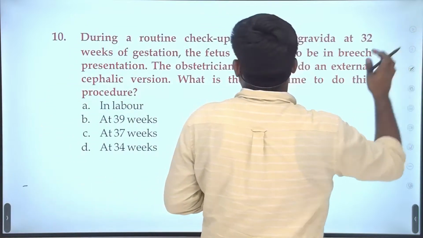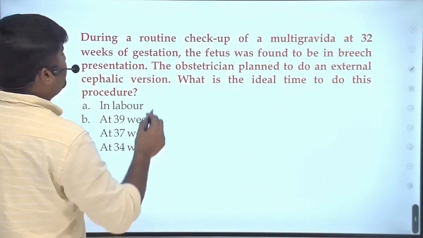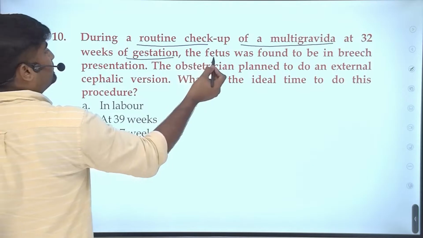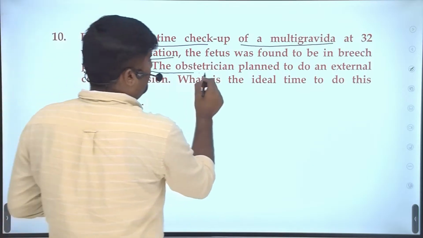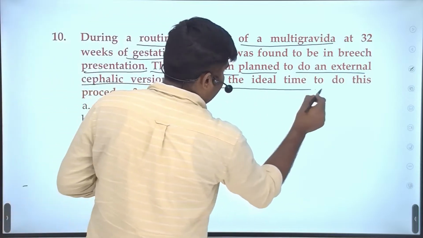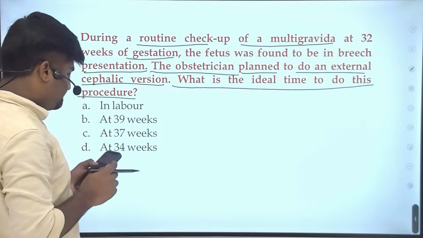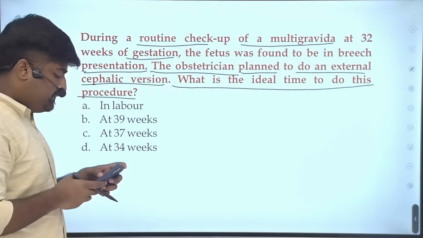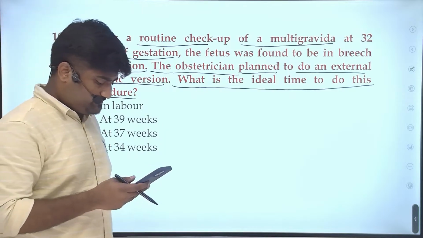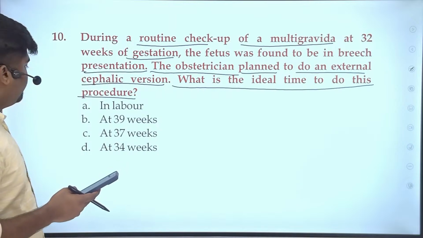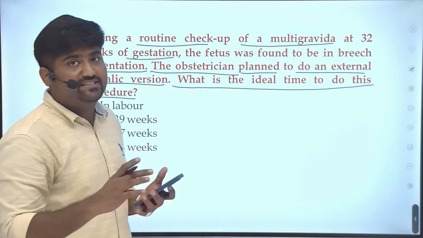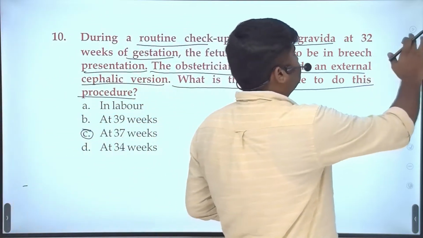Yes, easy. Next question. During a routine checkup of a multigravida at 32 weeks of gestation, the fetus was found to be in breech presentation. The obstetrician planned an external cephalic version. What is the ideal time to do this procedure? Come on, tell me. Yes, the ideal time is 37 weeks. Before 37 weeks it is not indicated.